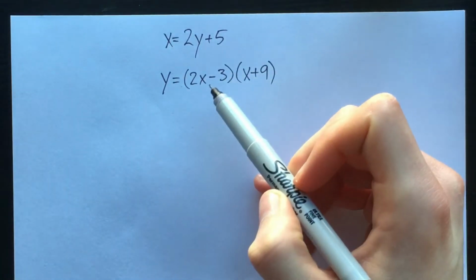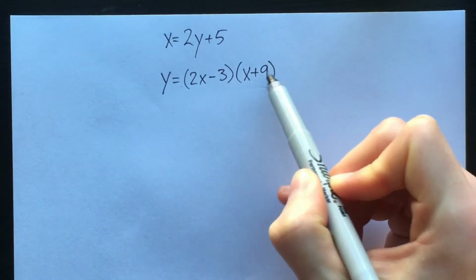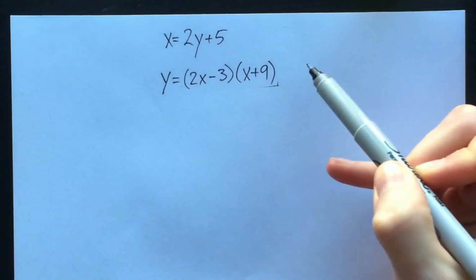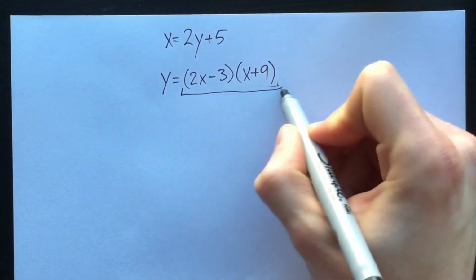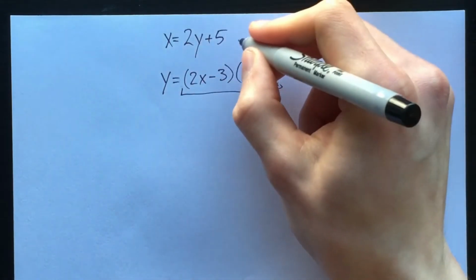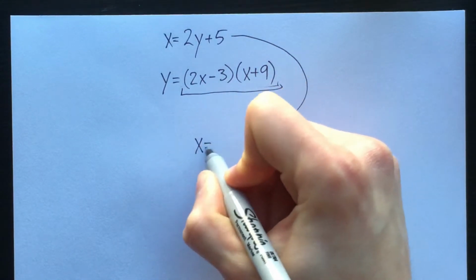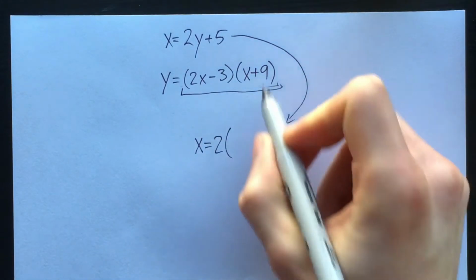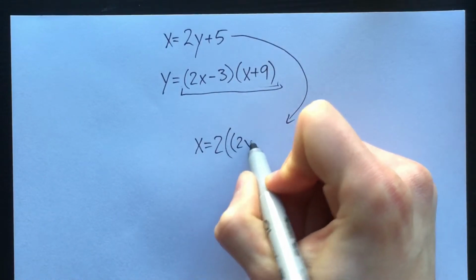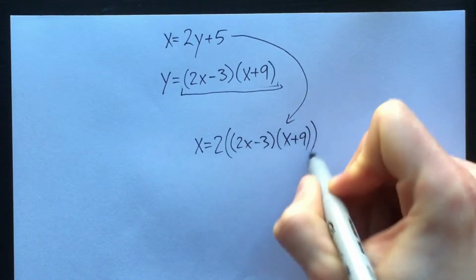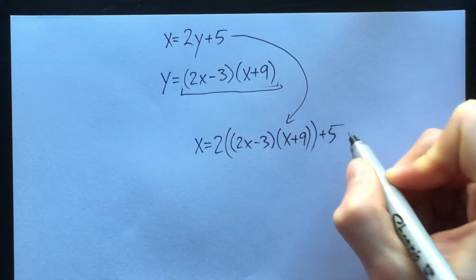So I'm looking, and I think it's going to be easier to substitute this in for y, because otherwise, you have to substitute this into both of those x's, and that's going to be really messy. So let's just go ahead and substitute this in for y. So this equation will become x is equal to 2 times this whole thing, right? So 2 times (2x minus 3x plus 9), close parentheses, plus 5.